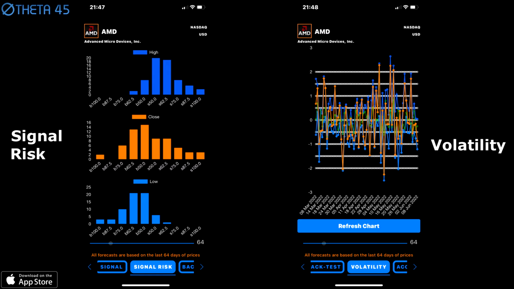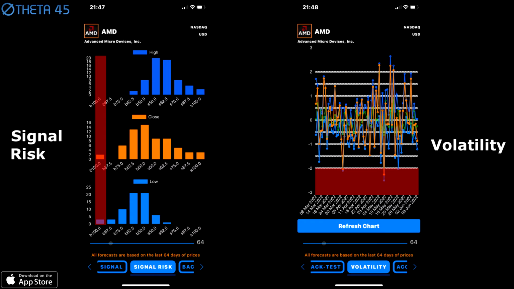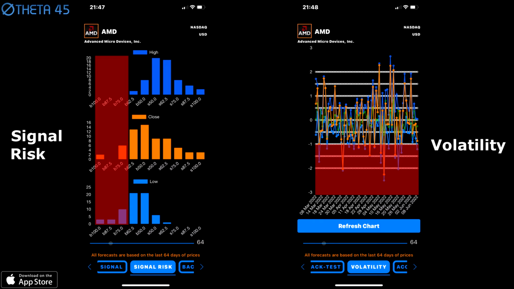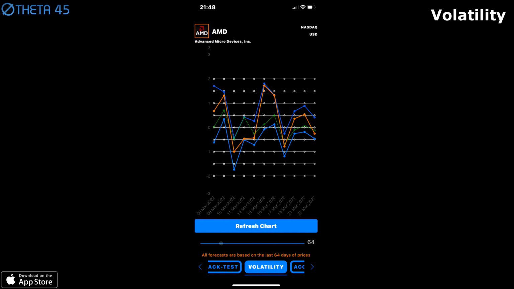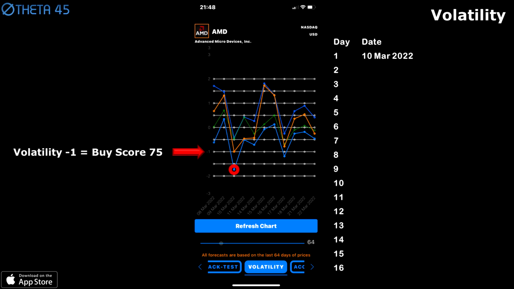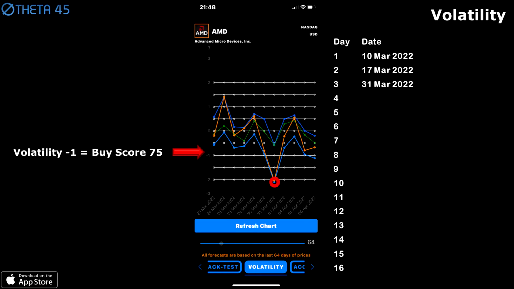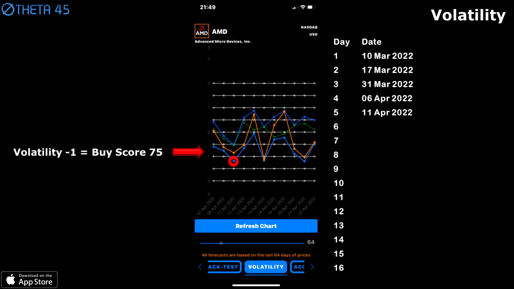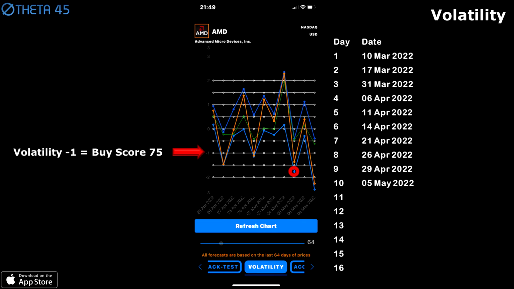The volatility screen allows you to identify at a glance on which days the buy score hit 75 or above. In the volatility chart, the buy score hit 75 or above on all the days where the volatility was -1 or below. You can zoom into this chart to see that the price was in a higher band either that day or the next when the buy score was 75 or when the volatility was -1 and below.